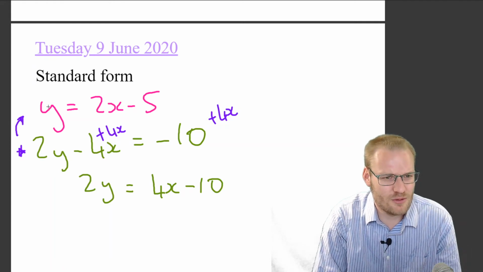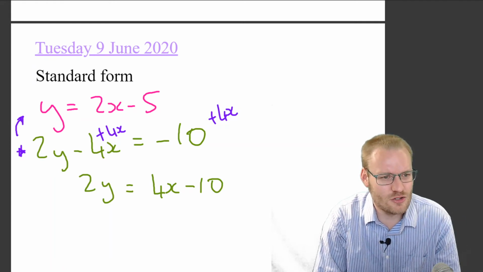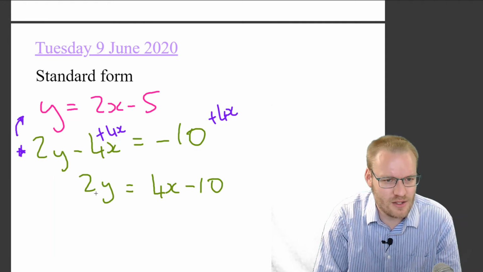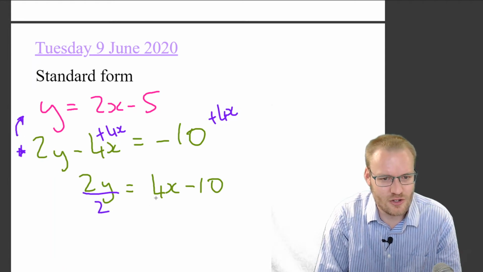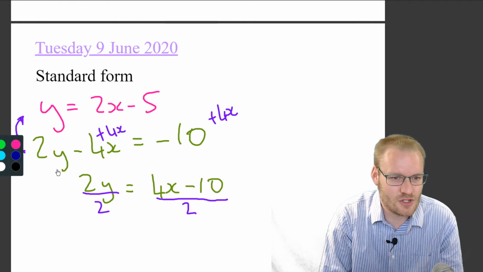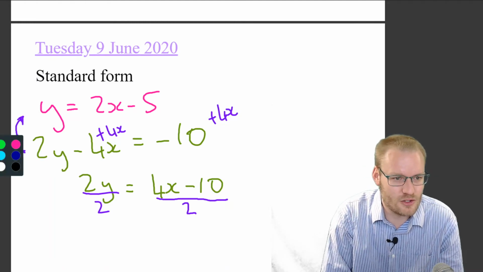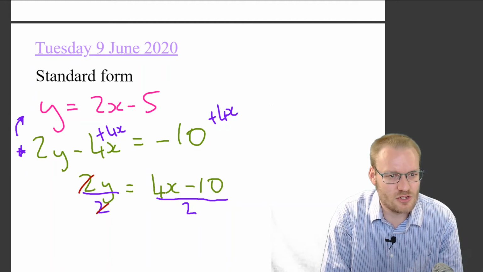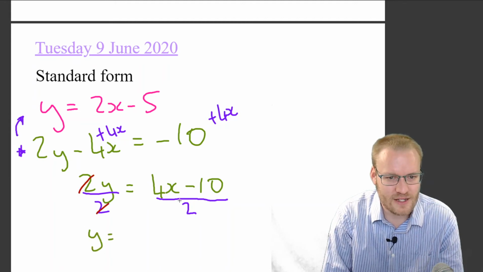Then here we want it to look like y, not 2y. So what do we need to do? Well, let's divide by 2. Whatever we do on one side, we do on the whole of the other side. So 2y over 2, all those 2s cancel, and we're just left with y equals.